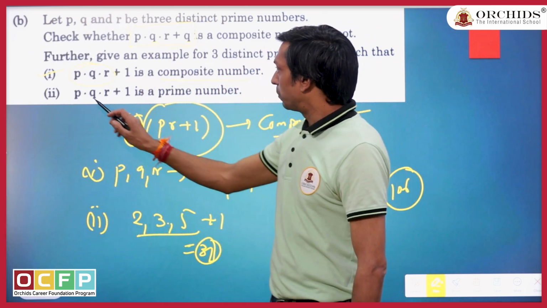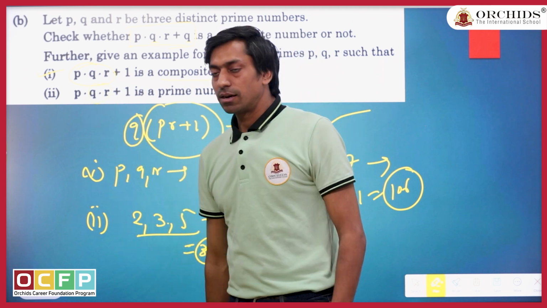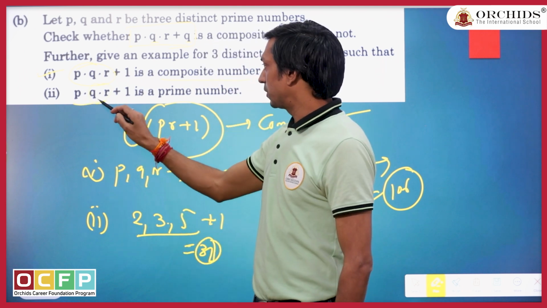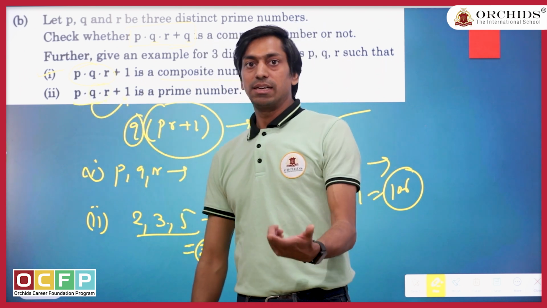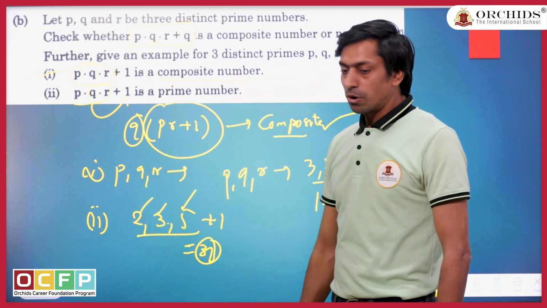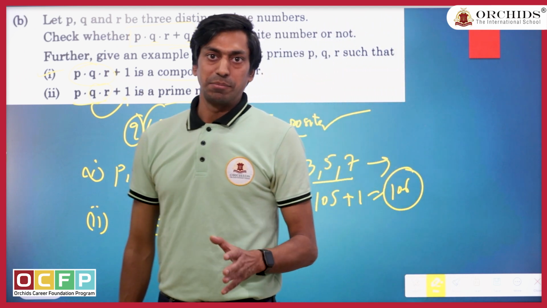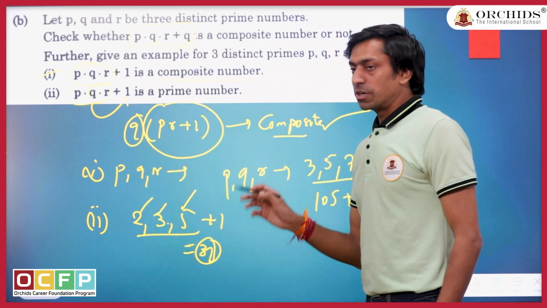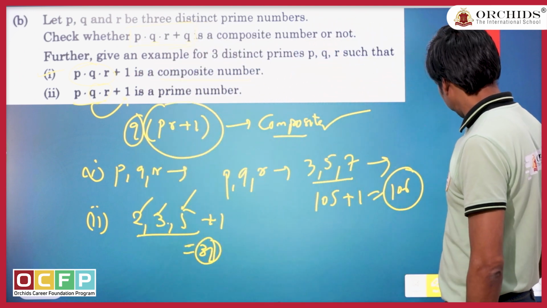And obviously if we are multiplying QR with any even number, this expression, even plus 1, is odd, and then we have to check that the odd number is a prime number. So for this pair of 2, 3, 5, we got 31 as the prime number. So this is how you have to do this particular problem. Next.